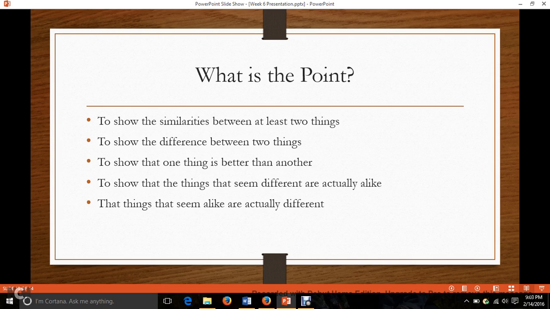Perhaps you use a compare and contrast to show that things that seem different are actually very much alike, or things that are very much alike are actually different. So ultimately, with your compare and contrast, what we're looking for is meaning. We're looking for a why. Why would you want to compare and contrast these two works? What's the point? What are they saying? What is the ultimate conclusion that you are coming to?